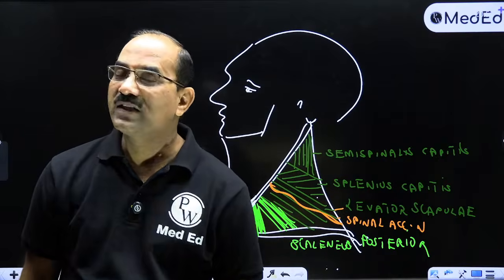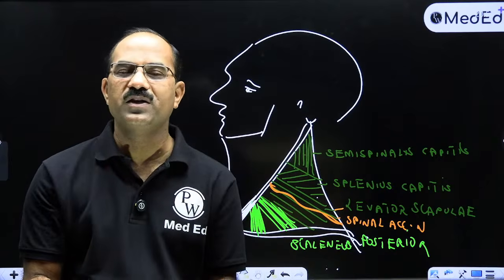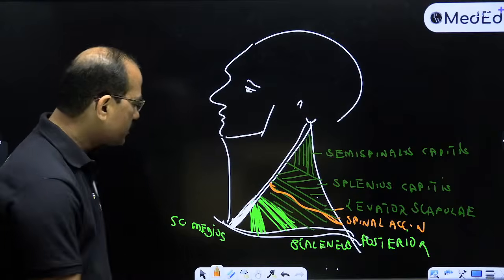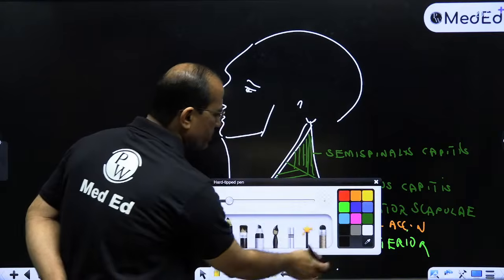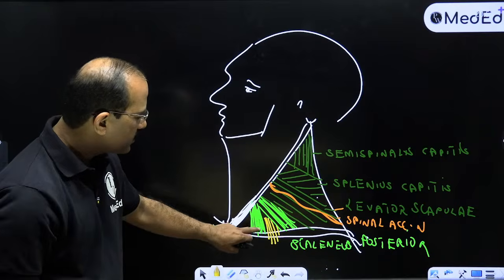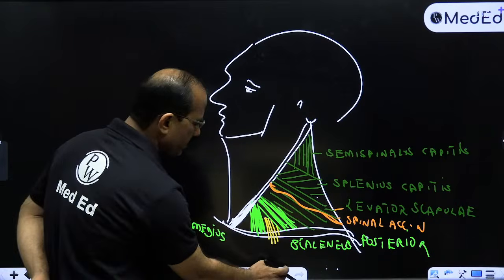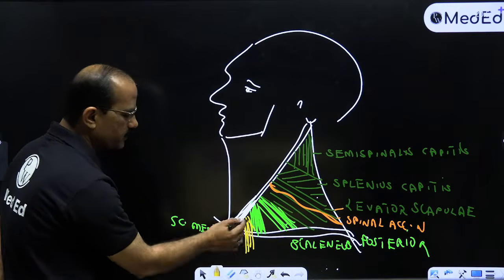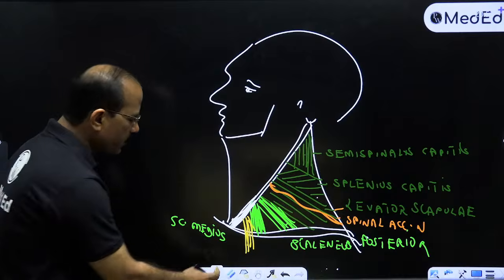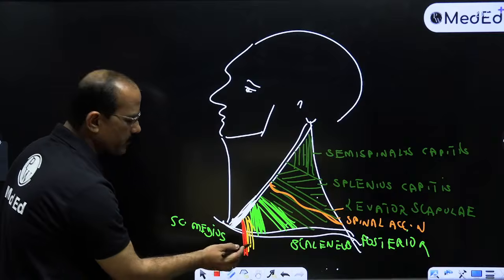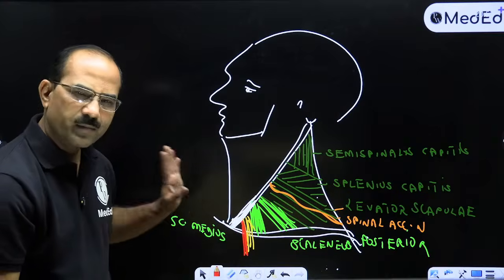So, children, what are we discussing? The contents of the posterior triangle. So, in the contents of the posterior triangle, number one, what we discussed is the brachial plexus. If I have to draw the brachial plexus, I'll draw it between the scalenus anterior and the scalenus medius here. That's the brachial plexus. What else was here with the brachial plexus? Who else was there? Subclavian artery. So brachial plexus, subclavian artery is here.